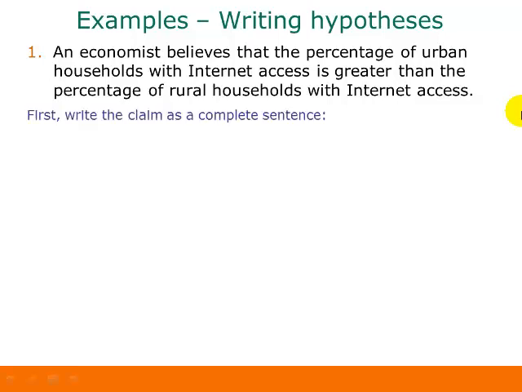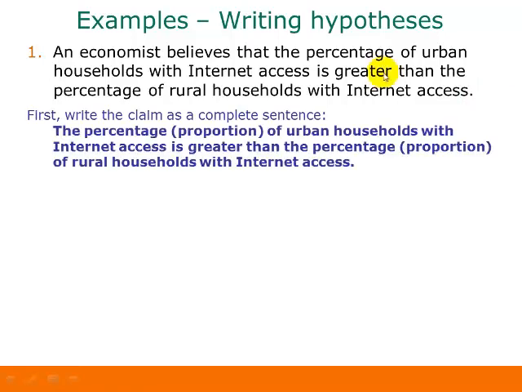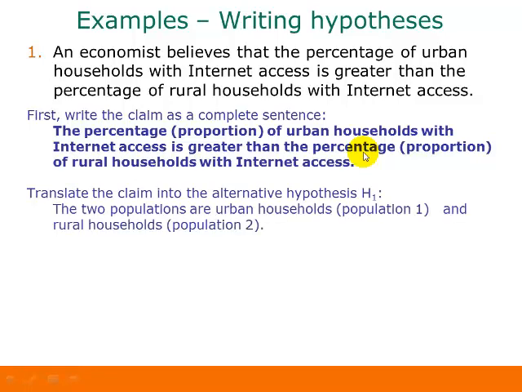First we'll write the claim as a complete sentence. So the percentage, and remember percentage means proportion, of urban households with internet access is greater than the percentage or proportion of rural households with internet access. Now we want to translate this into an alternative hypothesis.